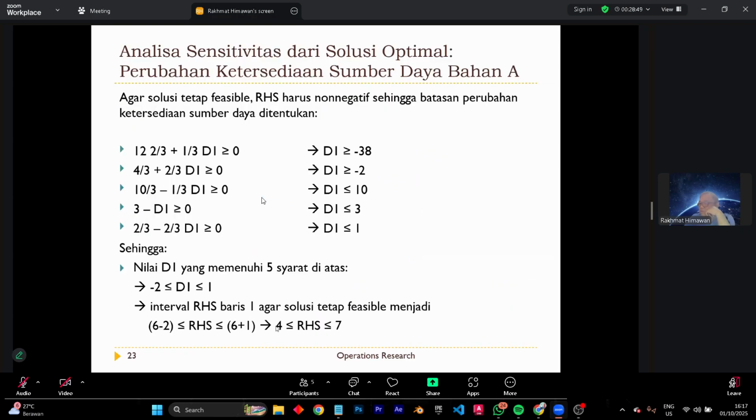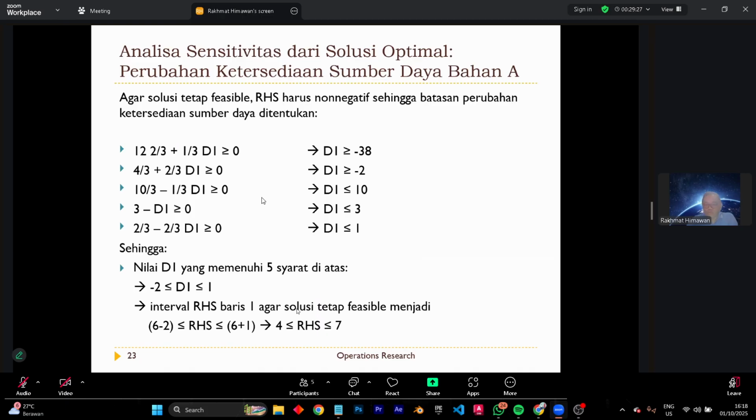Could be reduced to 4 and the capacity of raw material A could be increased to 7. So we can only increase by 1. This is the limitation. If you add more than 1, or it becomes 8, for example, not 6 anymore, because maybe your manager wants more profit, more revenue, then based on this sensitivity analysis the solution will be infeasible. It is not possible, you can say.